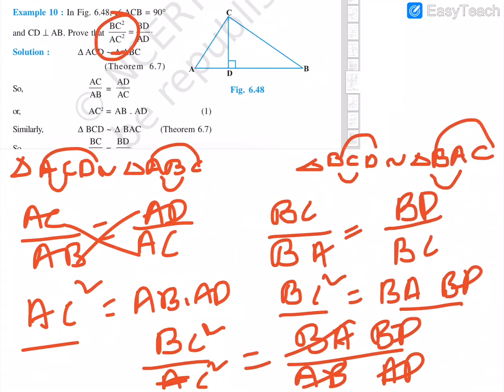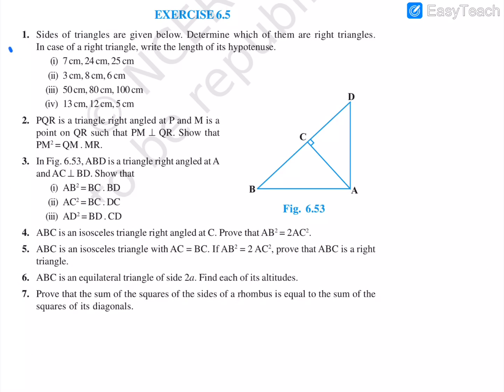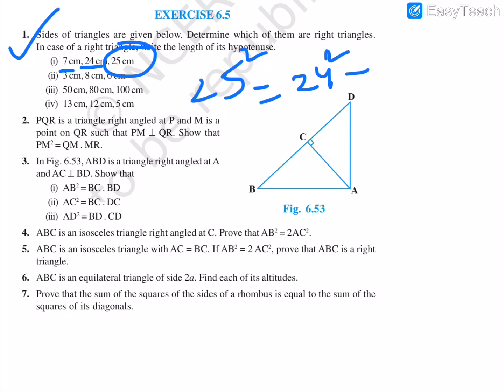Now moving on to the exercise. These are the sums. In the first Roman, they are asking whether they are right angle triangles or not. So pick out the biggest side and check if it is equal to the sum of the squares of the other two sides. If it is, then you can write it is a right angle triangle. If it is not, you can say it is not a right angle triangle.